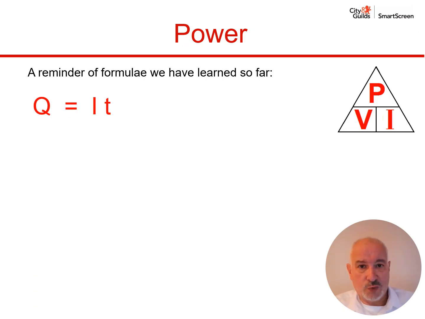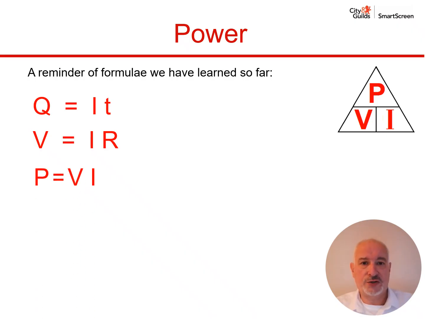Well, one of the first ones was this, Q = IT, and that stands for electrical charge is equal to the current times the time. And then we learnt V = IR, and this is the Ohm's law formula, voltage equals current times resistance. And now we've just learnt the power formula, P = VI, so power equals voltage times current.